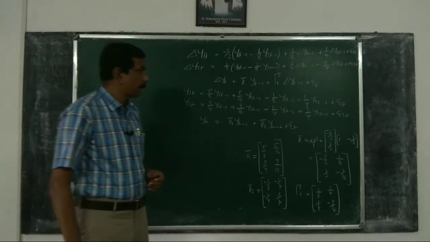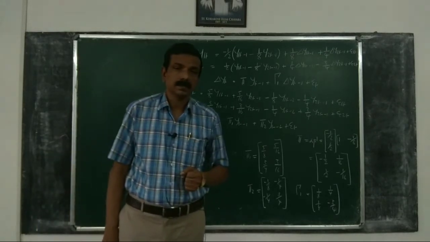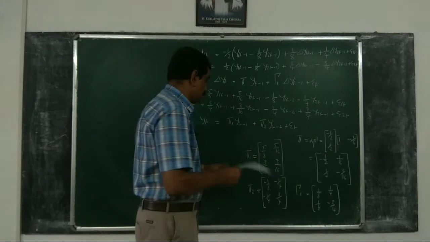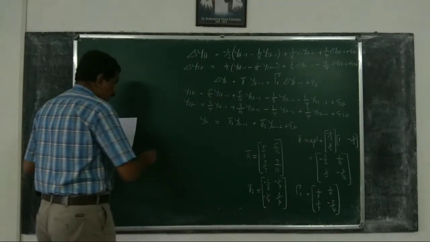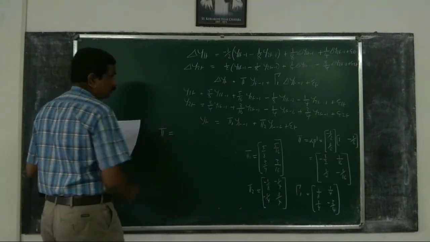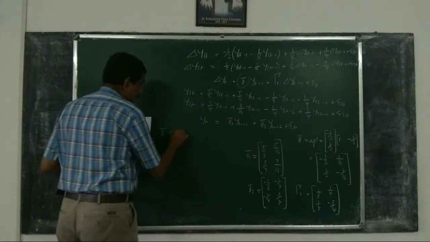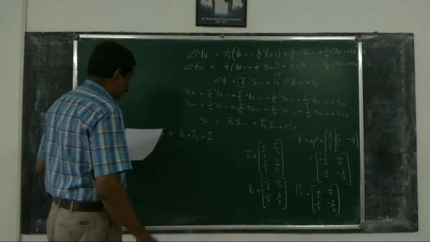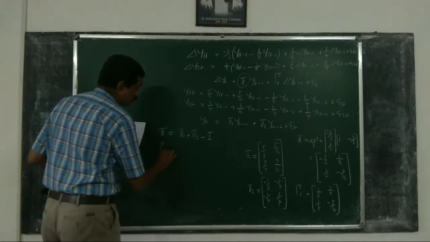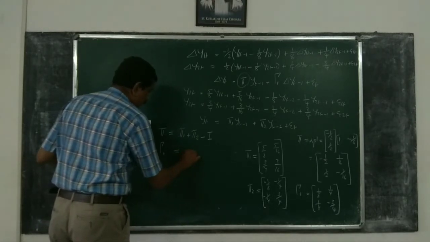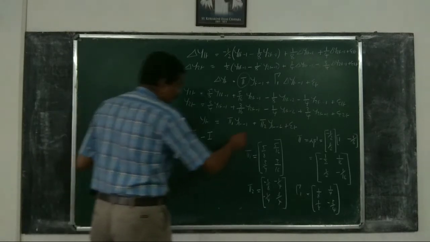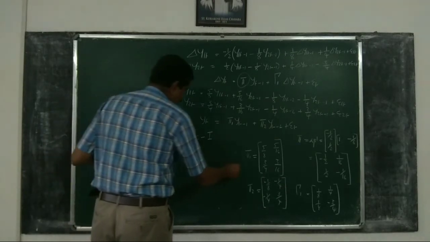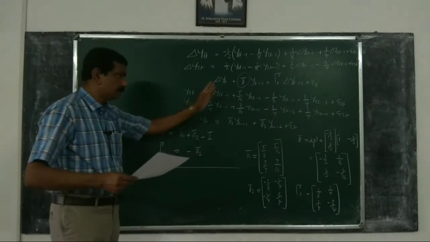And remember this, as we have discussed in the previous classes, ECM is a reparameterization of VAR. So let us see what is the relationship between the parameters of VAR and ECM. Pi in the ECM is equal to pi 1 plus pi 2 minus I. Similarly, gamma 1 is equal to minus pi 2. So this is the relation in the VAR and VECM with two lags.